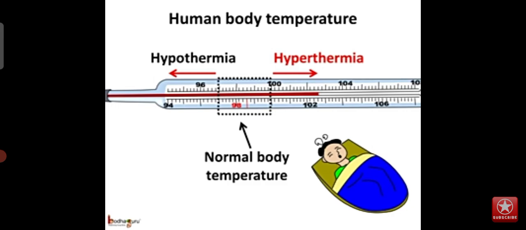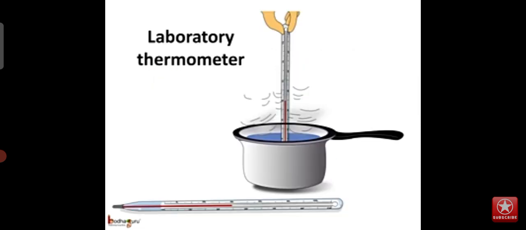On the other hand, the chances of survival of a person are very less if the body temperature crosses 107 degrees Fahrenheit. So, the clinical thermometer has a scale from 94 degrees Fahrenheit to 108 degrees Fahrenheit. But the temperature of boiling water is 212 degrees Fahrenheit or 100 degrees Celsius.